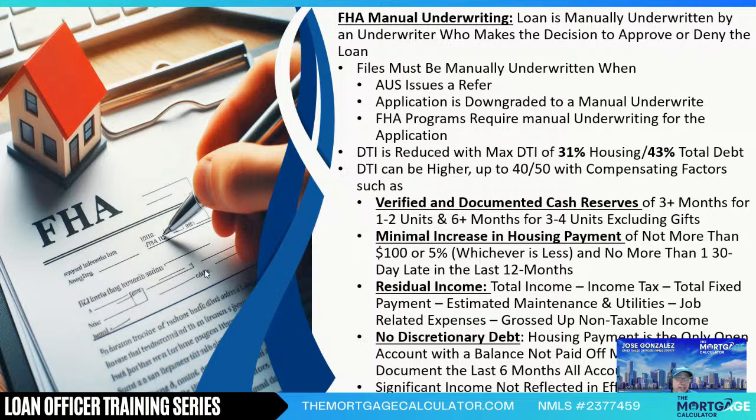So, compensating factors that we're talking about here, first one would be verified and documented cash reserves of 3 months or greater for a 1 or 2 unit property, or 6 months or greater for a 3 to 4 unit property. And both of these are excluding gifts, right? Gifts cannot be considered toward reserves because a gift is a gift.